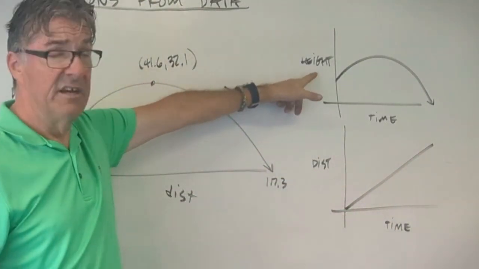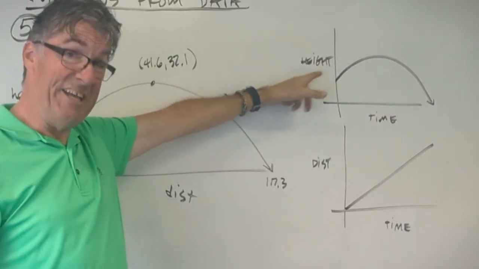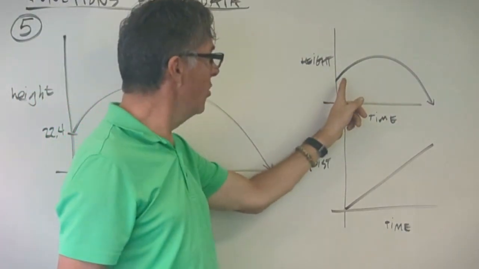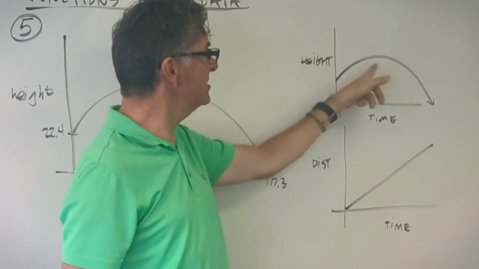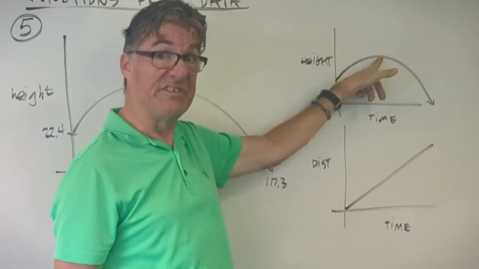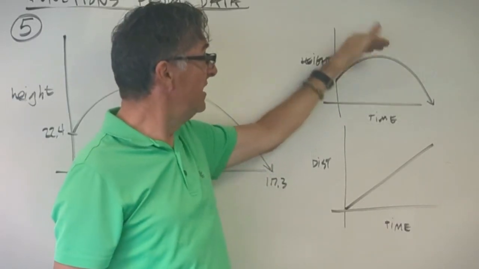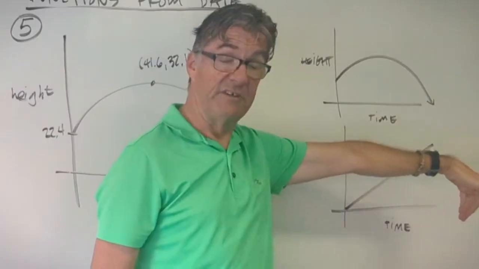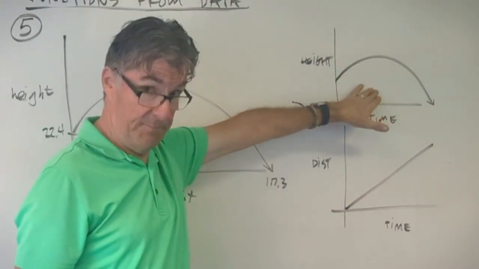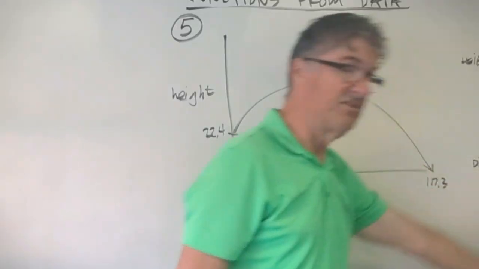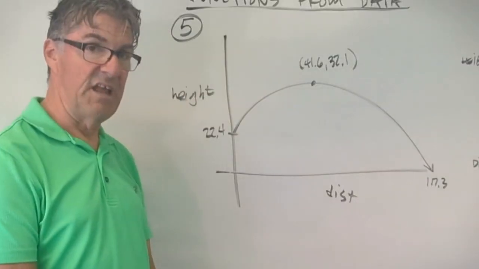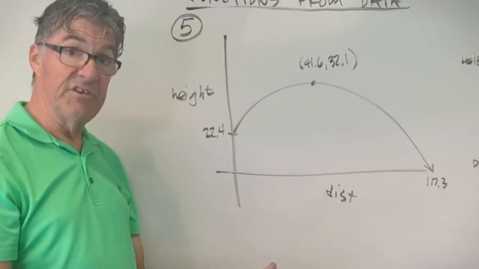When you go back to height, the rate of change in height is changing. Height is going up, the rate of change is positive, then at this point the rate of change is zero. It's not going up or down, and now the rate of change is negative. So quadratic relationships create curves like this. Linear relationships create straight lines. So that brings it all together.